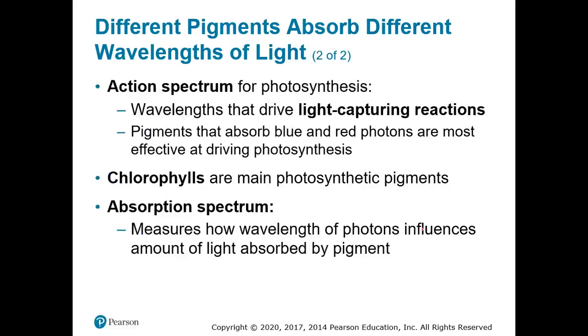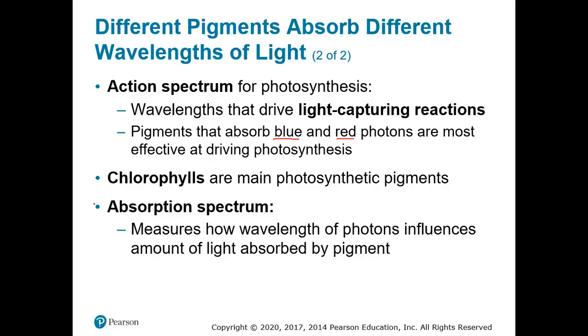Now, when we're talking about pigments, we also have to understand something called an action spectrum. What this means is certain wavelengths of light are better than others when it comes to photosynthesis. Certain wavelengths are way better at driving those light capturing reactions, specifically pigments that absorb blue and red photons. So remember, chlorophylls are the main photosynthetic pigment because they are just better at it. That's a great wavelength for our light capturing reactions.